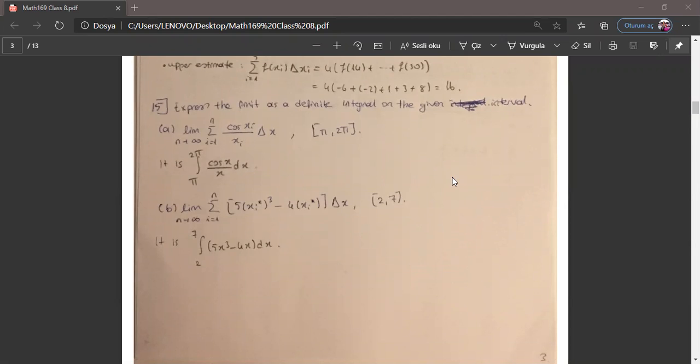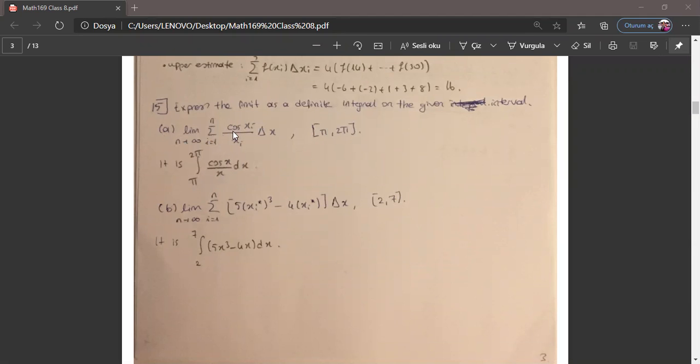Now, we will express these limits as integrals. So you remind the formal definition. We see pi and 2 pi, that's why we write pi and 2 pi there. This is the boundaries of the interval.